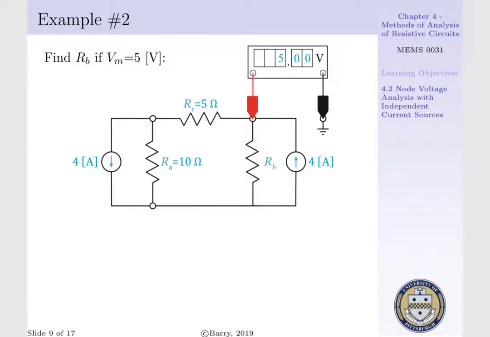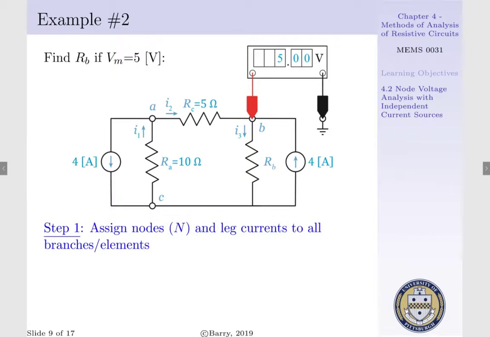At the top of our circuit, between RA and RB, we have a resistor RC. To employ NVA, we will follow our 4 steps. The first step is to assign nodes of our system and leg currents to all branches and elements.